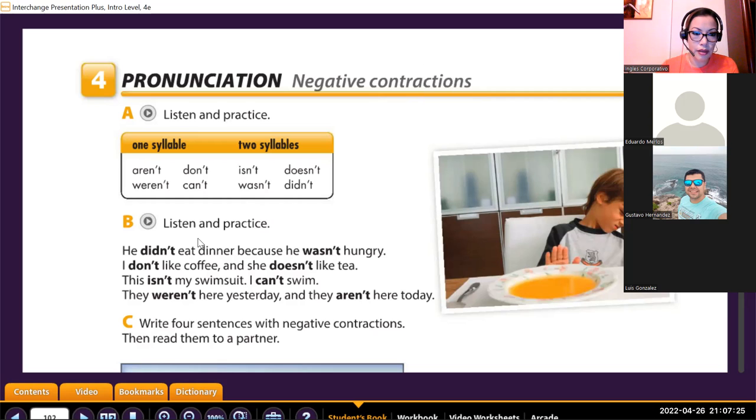Okay, now we're going to go ahead and practice these negative contractions in sentences. As you see, we have four sentences, which are the same that you already saw in the video. We are going to play the recording. I'm going to stop the recording in every period, and then you're going to repeat.